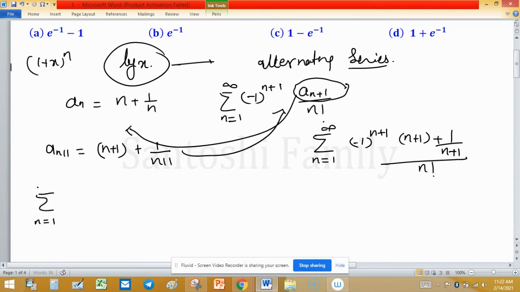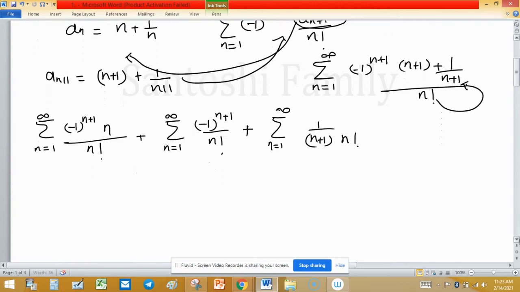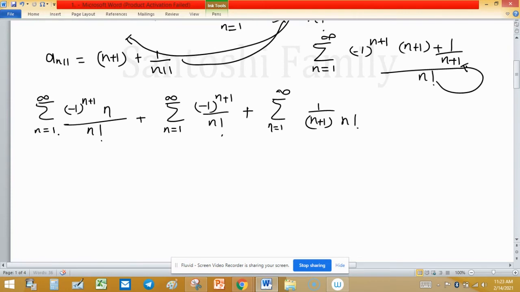Now distribute the summation as we normally do. Summation n running from 1 to infinity (-1) raised to the power n plus 1, n upon n factorial, plus summation n equal to 1 to infinity (-1) raised to the power n plus 1 upon n factorial, plus summation n equal to 1 to infinity 1 upon n plus 1, and this factorial in the denominator also. Now put the values of n.